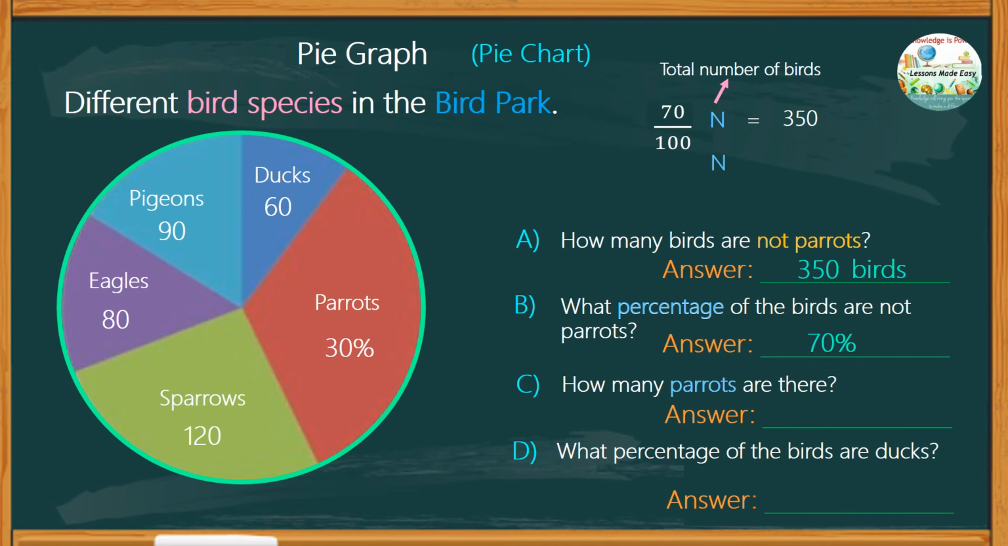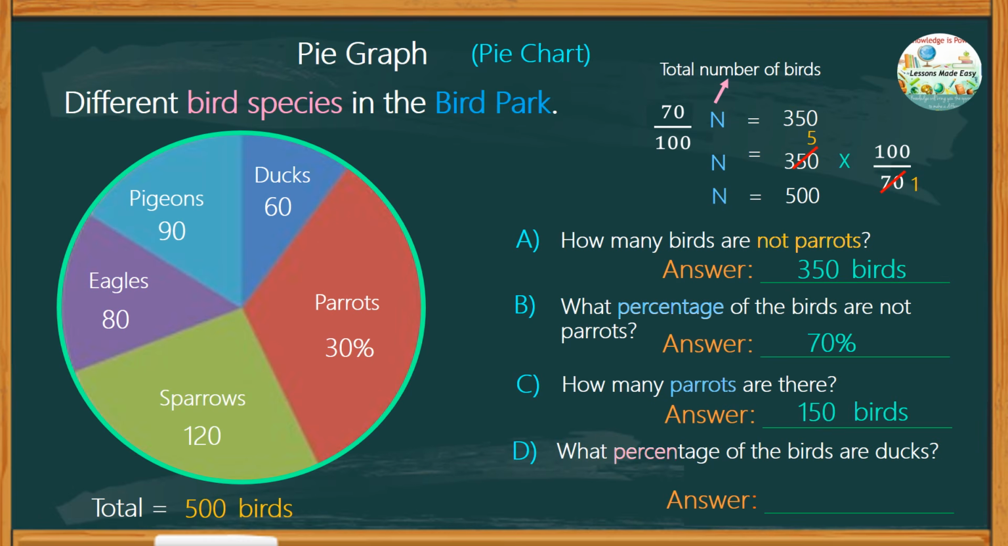To find the value of n, we take 350 to be multiplied by the reciprocal of 70%, which is 100 over 70. We can do cross cancellation to reduce the number. We can have 5 groups of 70 in 350. We now have 5 times 100, which gives us 500. It means there are 500 birds in total. And if we subtract 350 birds that are not parrots, therefore the remaining 150 birds are parrots.